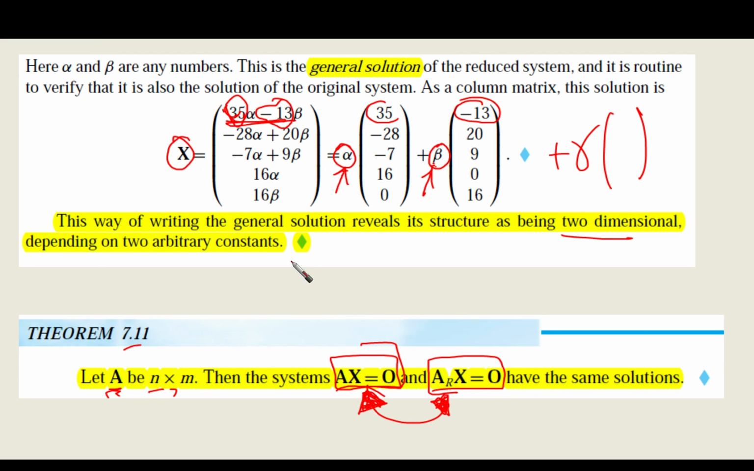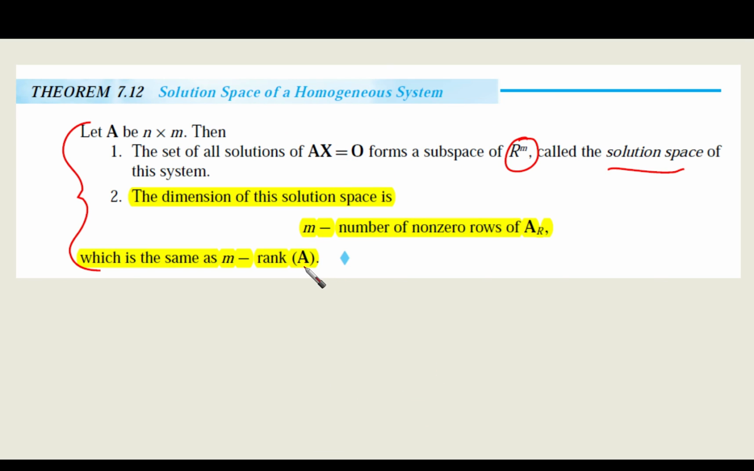Okay, now let's go to the next part, which is another way for representing the solution. If we have A, the coefficient matrix, to be n by m, then the set of all solutions of AX equal to 0 forms a subspace of R^m called the solution space. We call it the solution space of the system. We can get the dimension of this solution space.